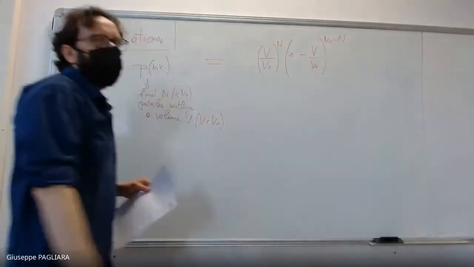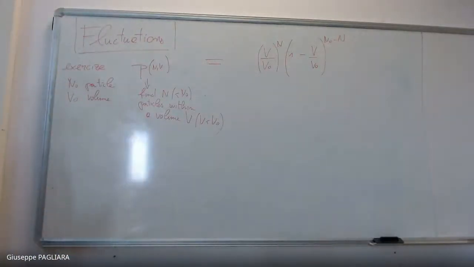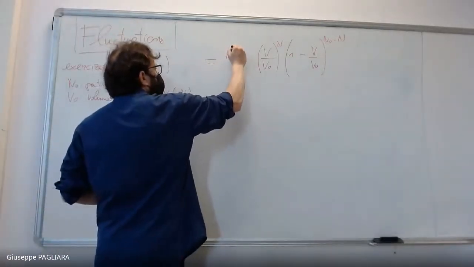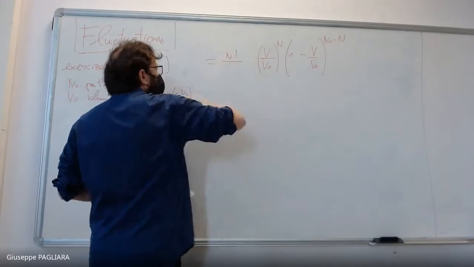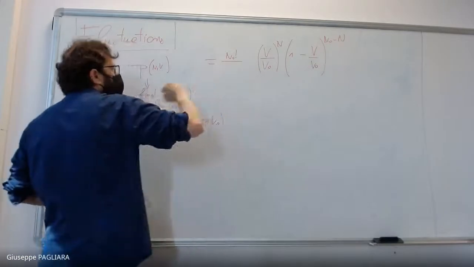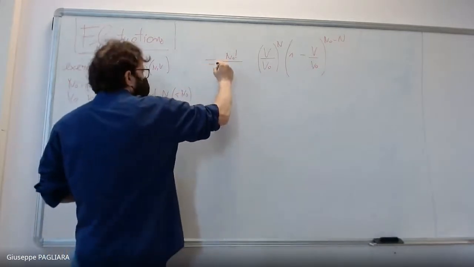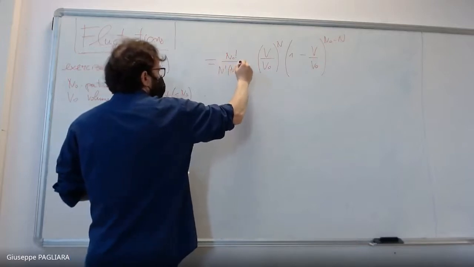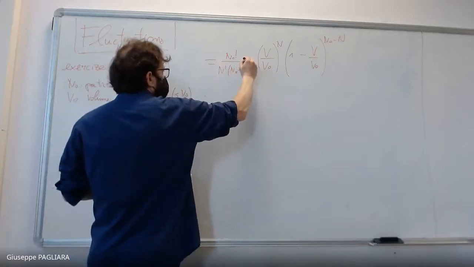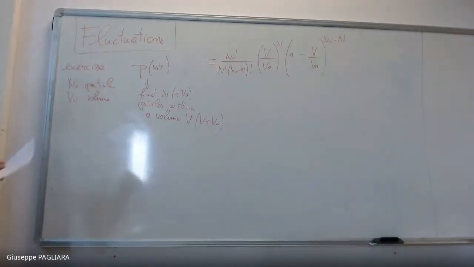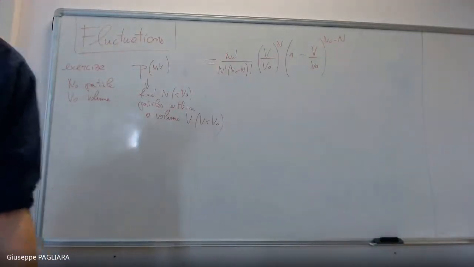What I'm going to write is a binomial distribution, okay, that I will comment on in a moment. And here I have the combinatorial, which is N factorial divided by, sorry, N0 factorial, where N0 is the number of particles, divided by N factorial and N0 minus N factorial. Okay. So let me comment on this.